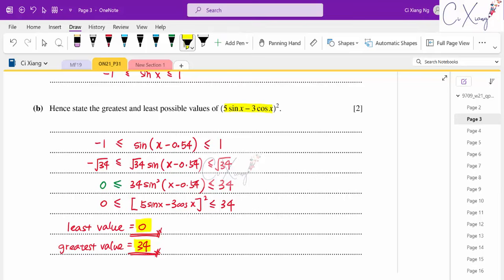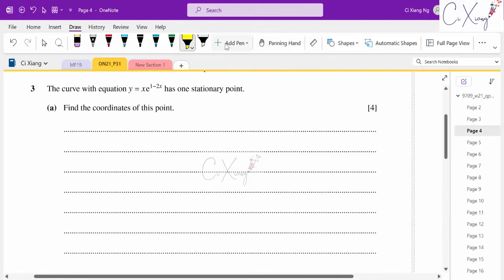For your information, this question will be given 2 marks and they ask us to state. For stating the answer, the marks will be given for the final answer only. Therefore, all these are extra steps just to make you understand. So if you didn't write out all the steps here, it is no problem. But you need to know how you actually get the values 0 and 34. Okay, so this is how we answer question number 2.